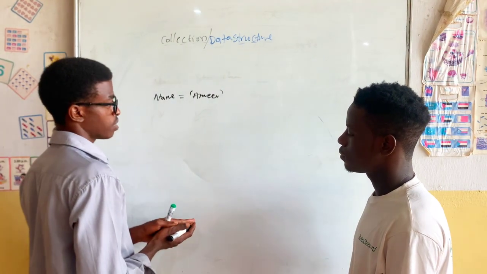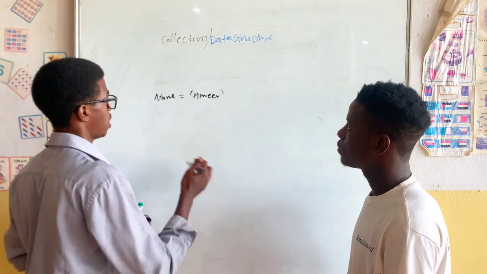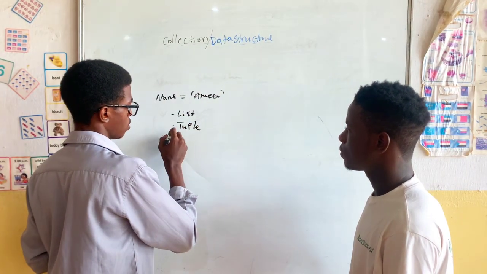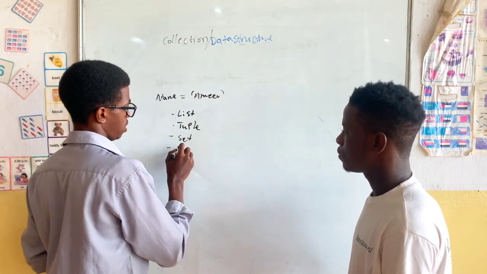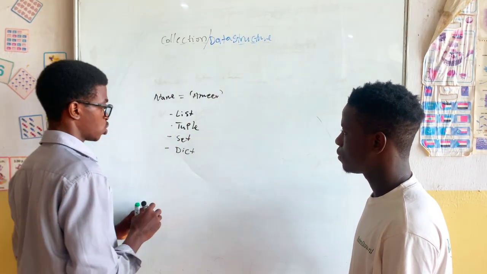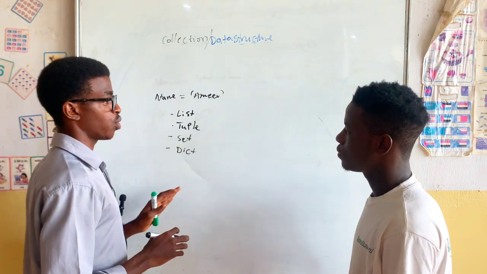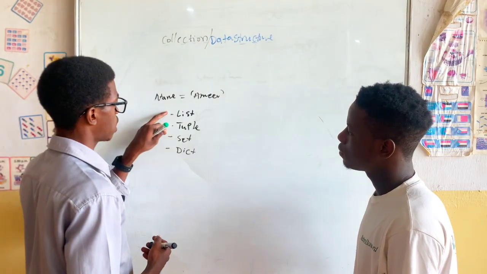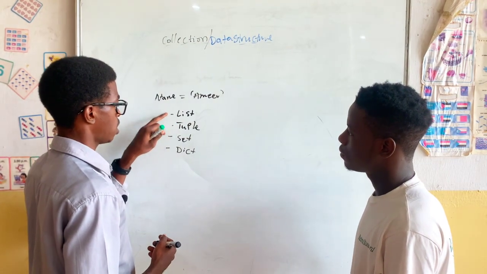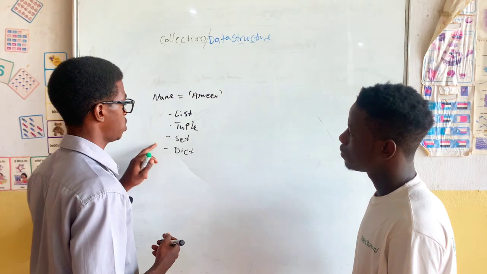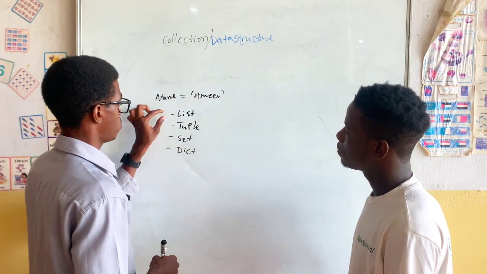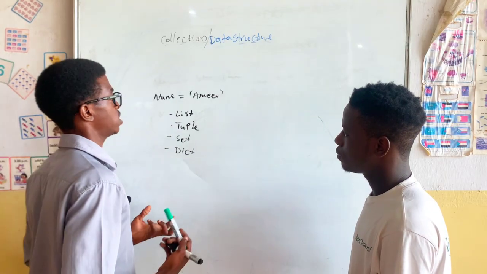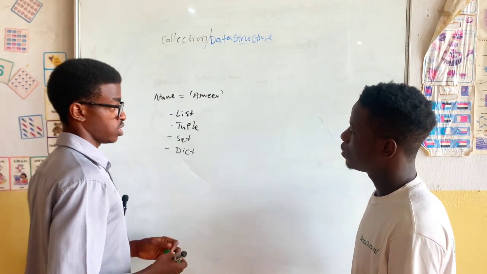We have different types of collection in Python programming. We have list, we have tuple, we have set, and last but not the least, we have dictionary. All of them have their own way of collecting data and structuring it. We're going to learn how each one accepts data and structures it, but not in this video. Today we're going to discuss the list: how a list accepts or collects data, and how it structures it.